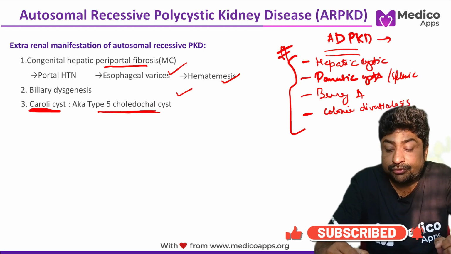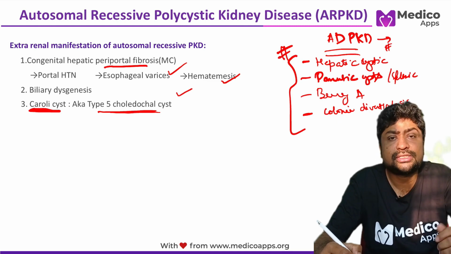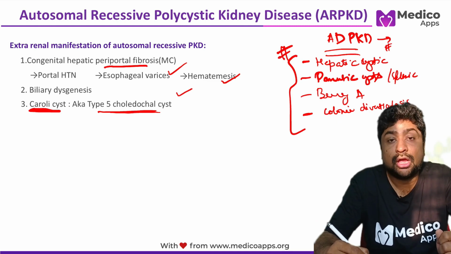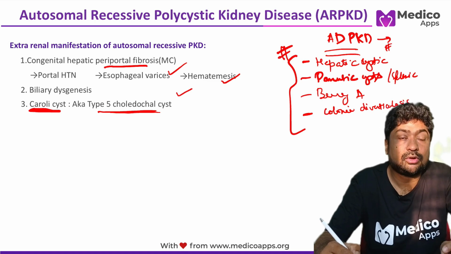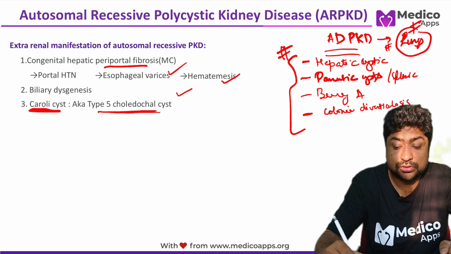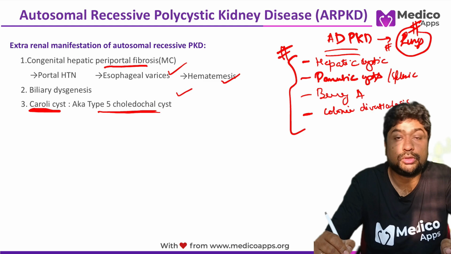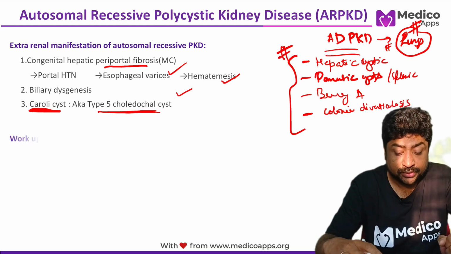One frequently asked question will be: all the organs can have cysts in adult autosomal dominant polycystic kidney disease, but which organ is generally spared, where the cyst is not seen? Remember, it is the lungs where cysts are not seen in autosomal dominant polycystic kidney disease. Very frequently, all of these are very important MCQ points.